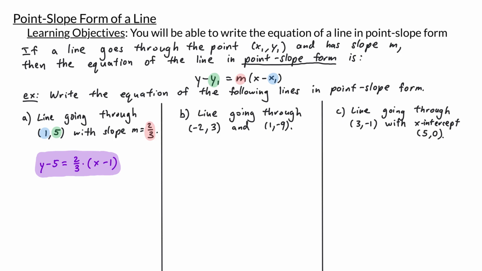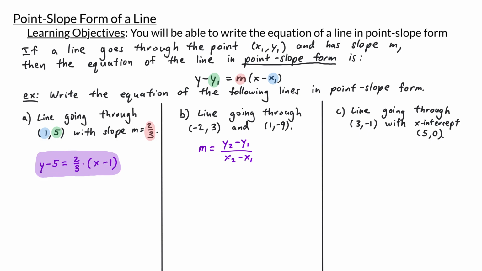For example B, we have a line that goes through 2 points, (-2, 3) and (1, -9). This time, we're not given the slope of our line. However, since we're given 2 points, we can use the slope formula to help us figure out what the slope of the line is. From our previous video, we learned that the slope can be calculated by using (y2 minus y1) divided by (x2 minus x1). We'll use (-2, 3) as our first point and (1, -9) as our second point.